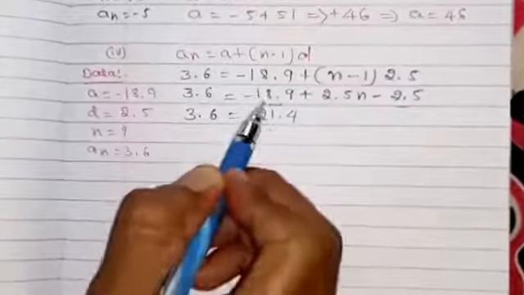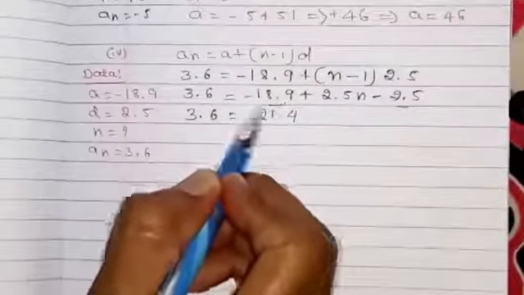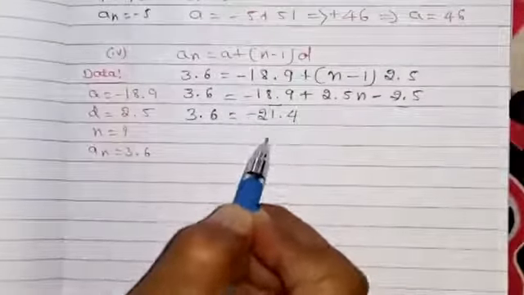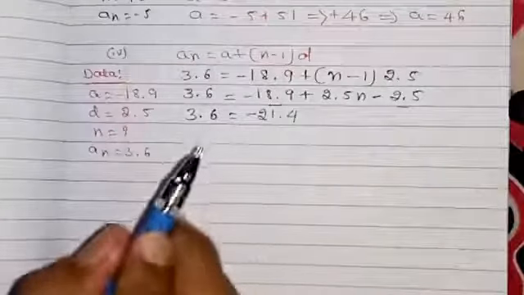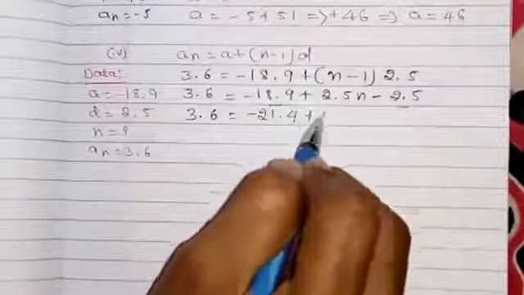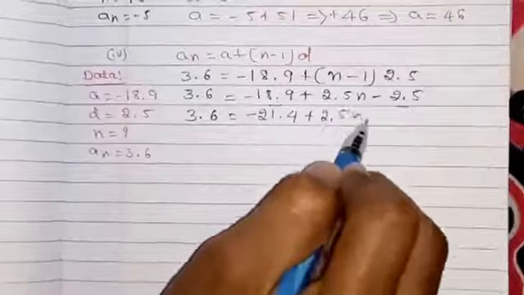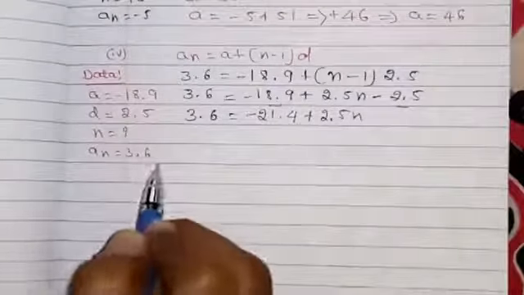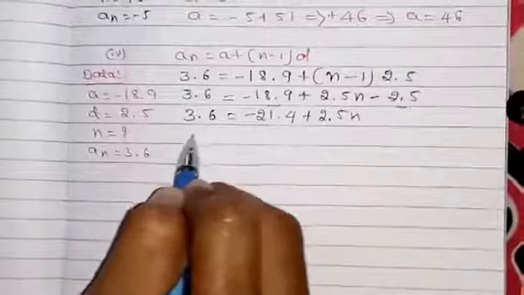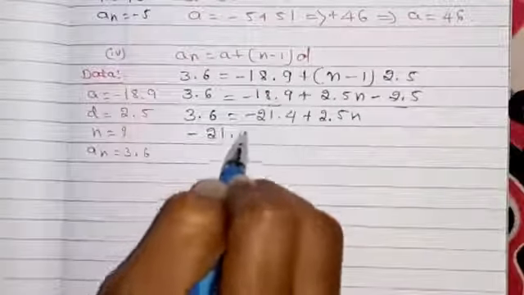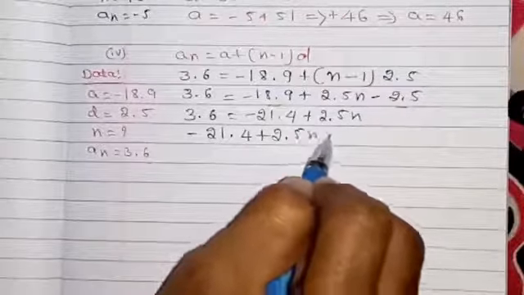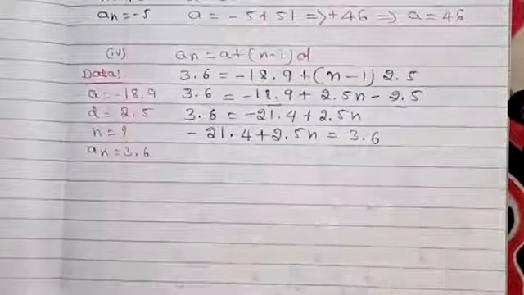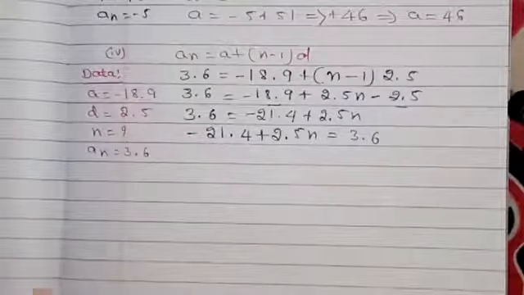So what is the sign of, which is the biggest number? 18.9 is the biggest number, sign is minus, so therefore minus 21.5. Okay, that you need to observe and you need to write down. Now plus 2.5n as it is. Okay children, now I'll interchange this: minus 21.4 plus 2.5n is equals to 3.6. I just interchanged, that's it.